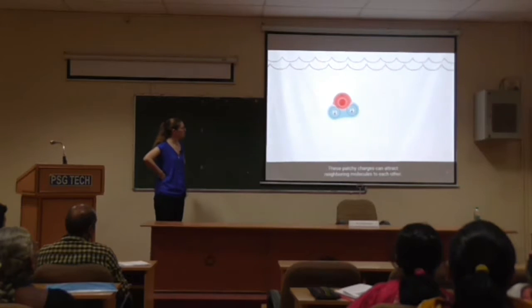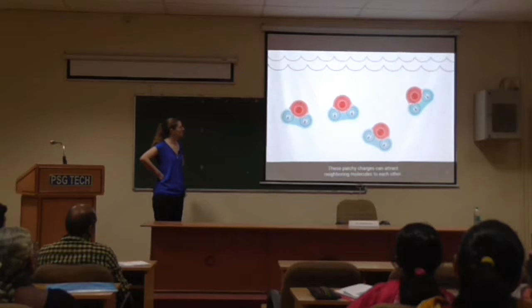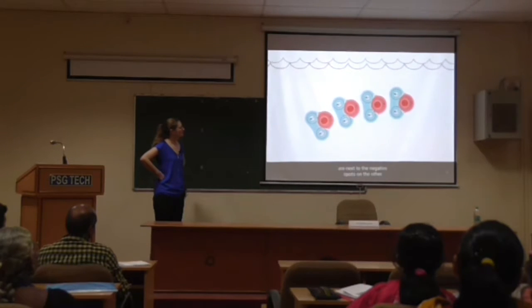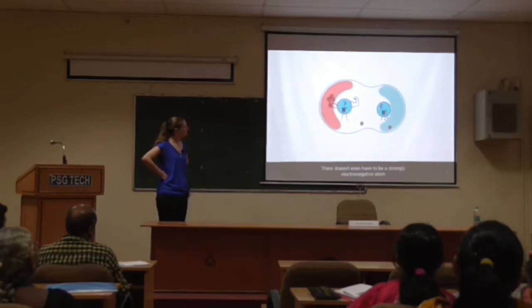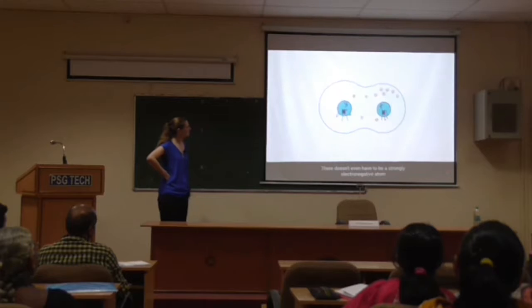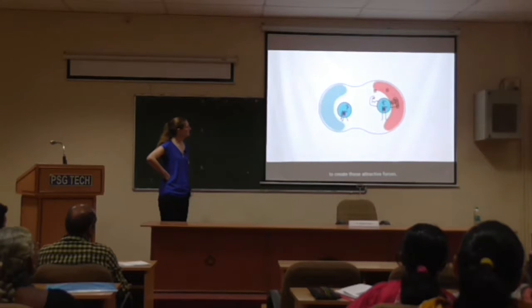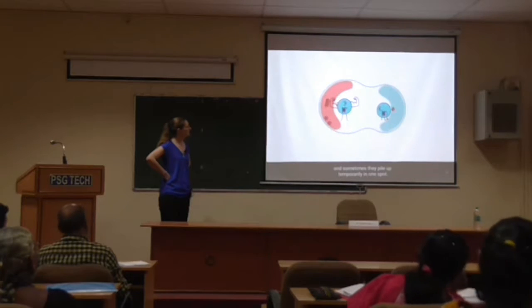These patchy charges can attract neighboring molecules to each other. They'll line up so that the positive spots on one are next to the negative spots on the other. There doesn't even have to be a strongly electronegative atom to create these attractive forces. Electrons are always on the move, and sometimes they pile up temporarily in one spot.